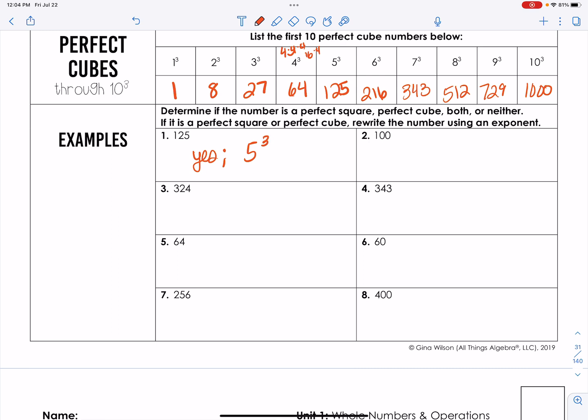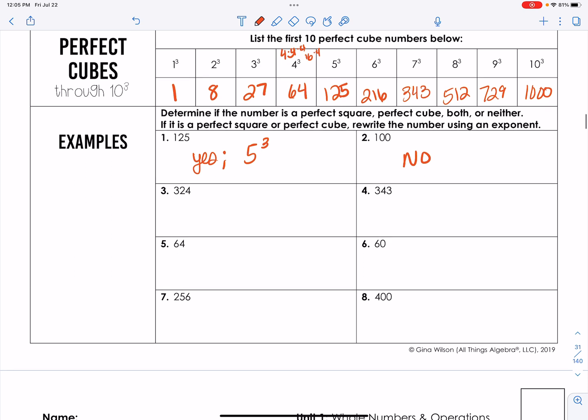Okay. 100 is a no. It's not a perfect cube. It's a perfect square, but it's not a perfect cube. Oh, am I supposed to do perfect cube? I didn't read the directions. It says perfect square or perfect cube, both or neither. So I apologize. This is a yes.